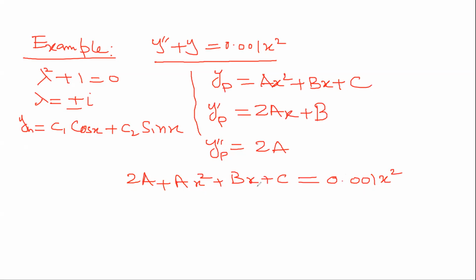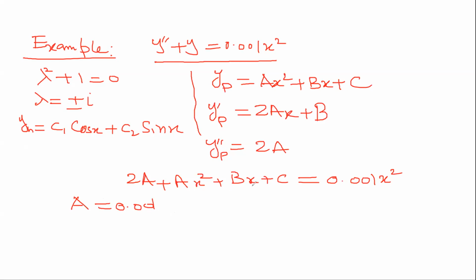So from this we will make the comparison of the coefficients. If the left hand side has to be equal to the right hand side, the coefficient of x square on the right must be equal to the coefficient of x square on the left. On the left hand side we have only one term of x square and its coefficient is a. On the right hand side the coefficient of x square is 0.001. So in this way we have determined that the value of a is equal to 0.001.